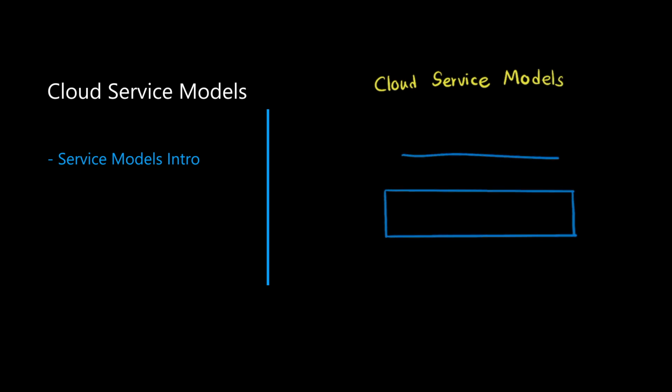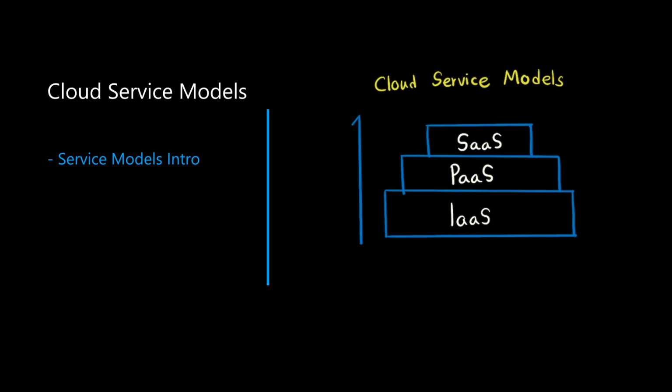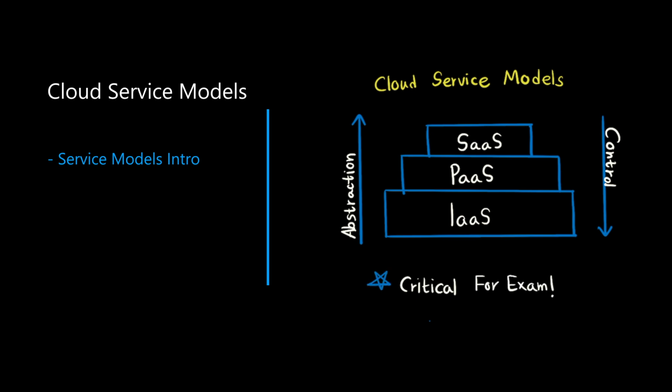Let's dive into the cloud computing service models, which form the backbone of how cloud services are delivered and consumed. Understanding these models is absolutely crucial for your exam success, as they determine the division of responsibilities between cloud providers and customers. We have three primary service models: Infrastructure as a Service or IaaS, Platform as a Service or PaaS, and Software as a Service or SaaS. Each model represents a different level of abstraction and management responsibility, and I'm going to explain each one in detail with practical examples that will stick in your memory.